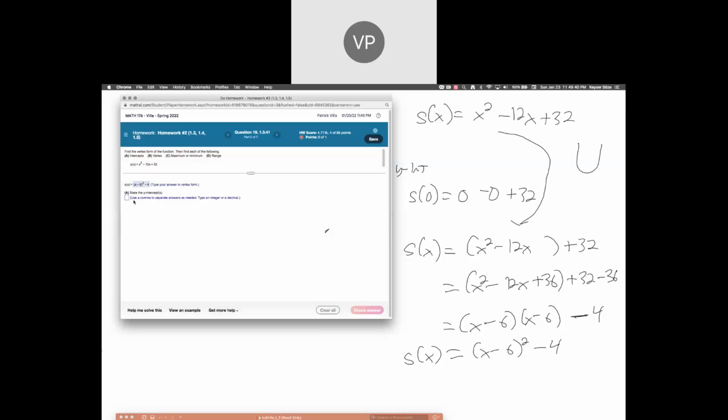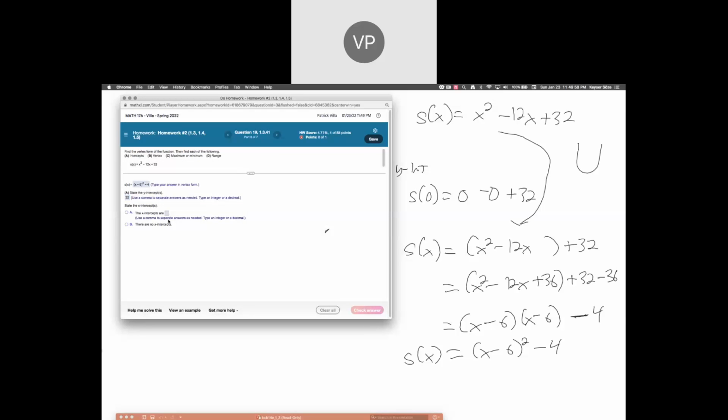Okay. Now we do the Y-intercepts, and be careful, because they say use a comma to separate answers if needed. That's if there's more than one intercept. It doesn't mean use the ordered pair. And you'll learn that, by making that mistake. But we did this earlier. It should just be a 32.